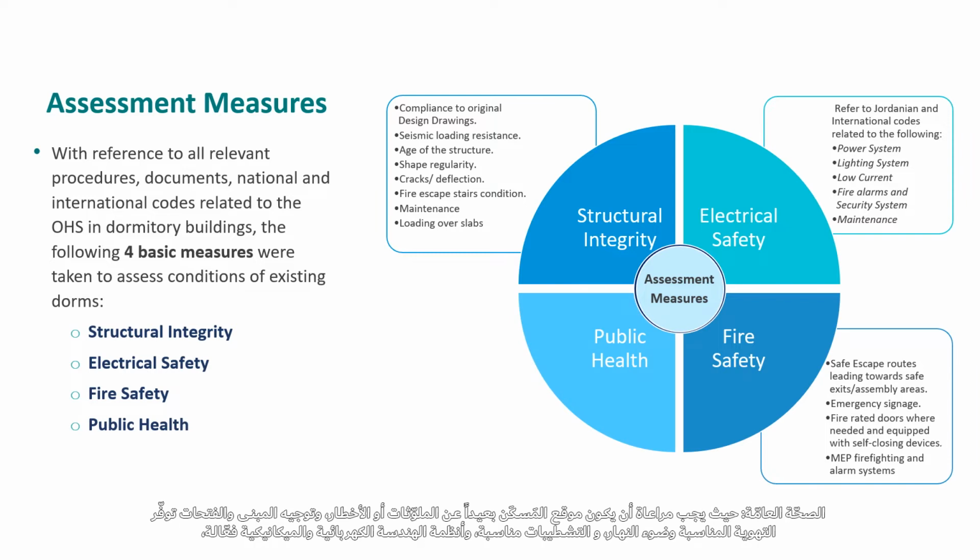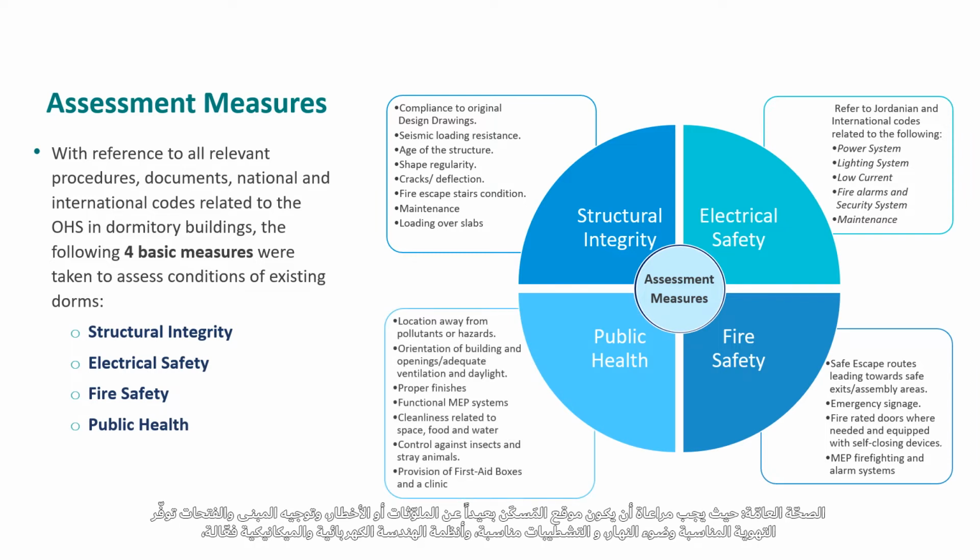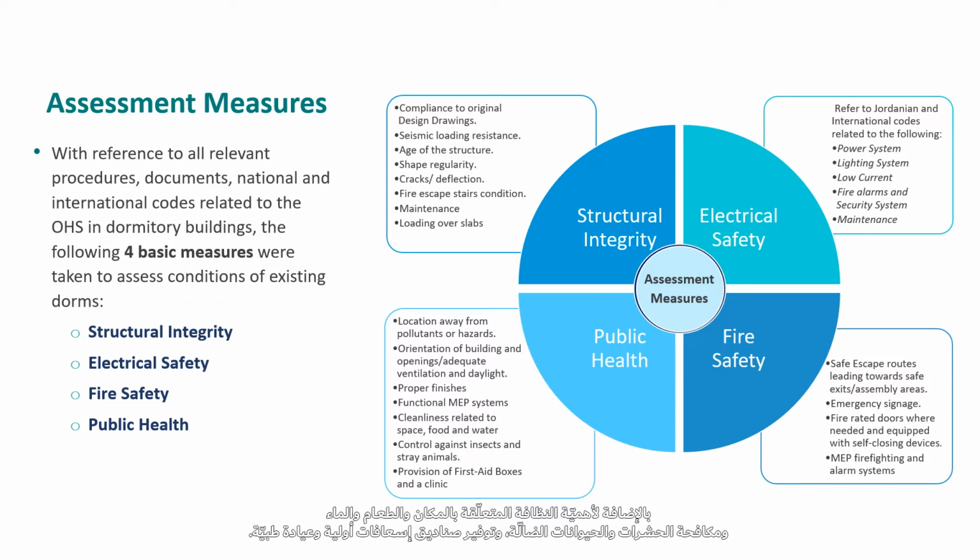Public health. Ensuring dorm location is away from pollutants or hazards. Orientation of building and openings provide adequate ventilation and daylight. Proper finishes. Functional MEP systems. Cleanliness, related to space, food, and water. Control against insects and stray animals. Provision of first aid boxes and a clinic.